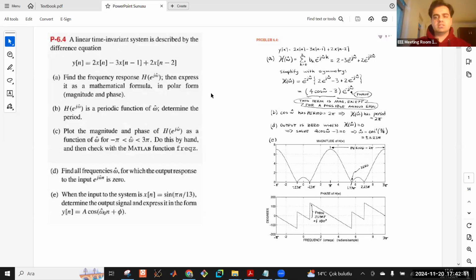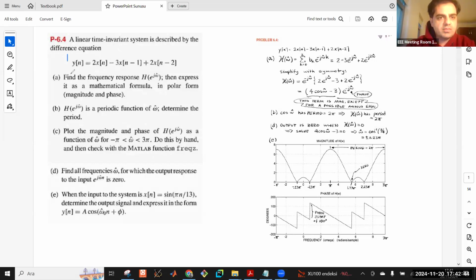Let's consider this difference equation between the input and output. We have the same coefficients between the input and output for the frequency domain and Z-transform. You will understand what I mean in the example questions. Okay, let's start with the first question.